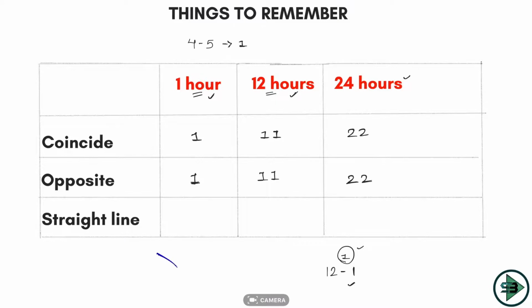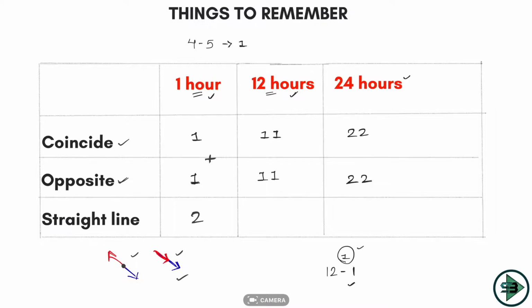Coincide, where my hour hand is like this and minute hand is like this, is also a straight line. And opposite, where hour hand is like this and minute hand is like this, is also a straight line. Both are straight lines. Opposite happens once, coincide happens once, so straight line happens how many times? 1 plus 1, twice. Twice in 1 hour the two hands of the clock will be in a straight line.